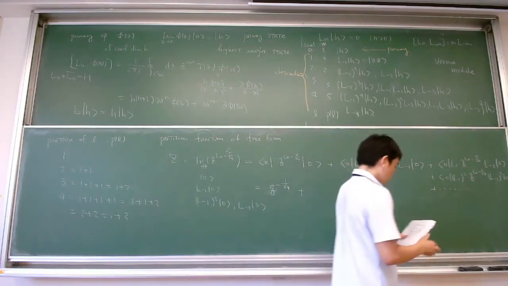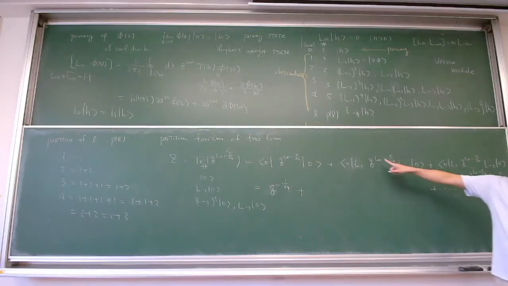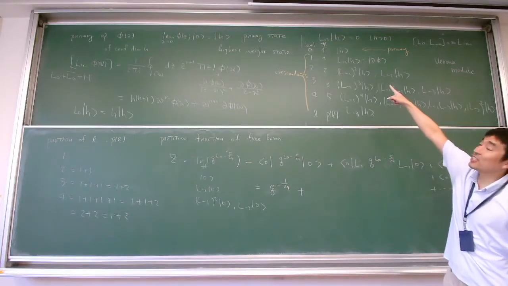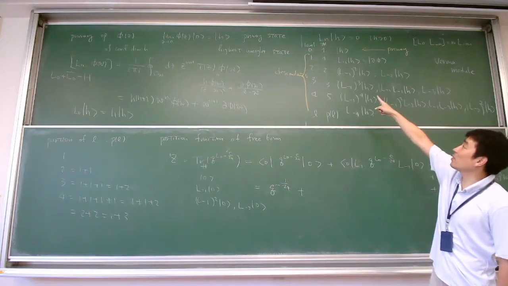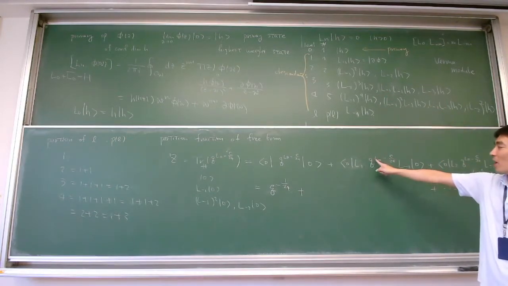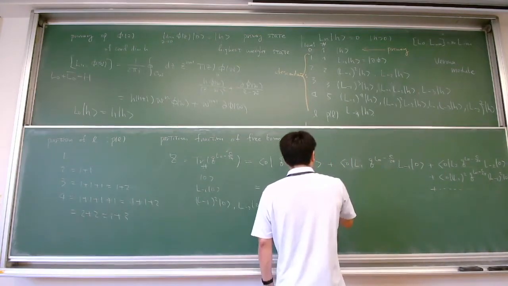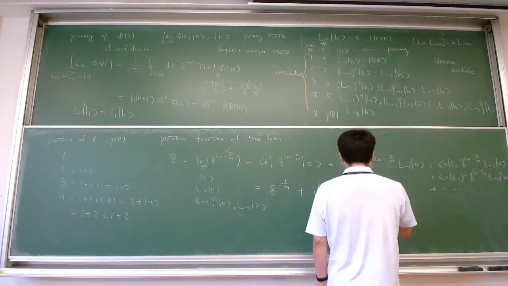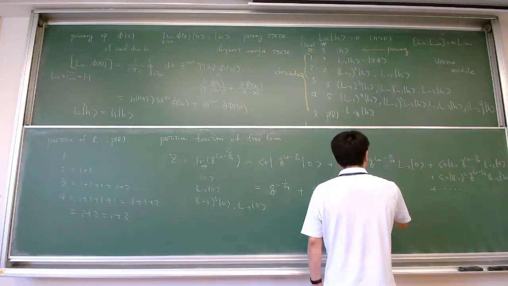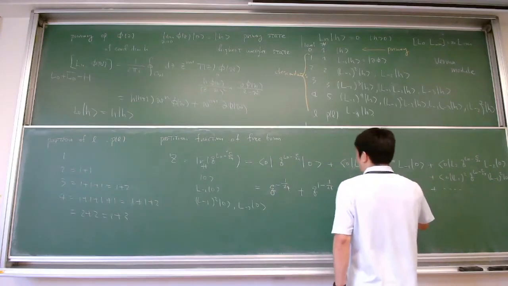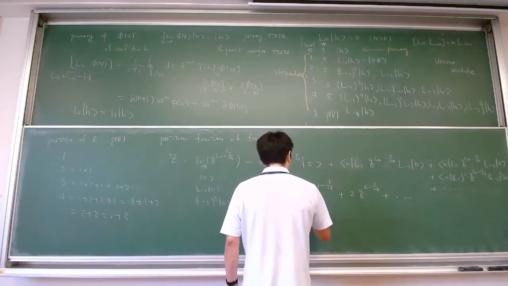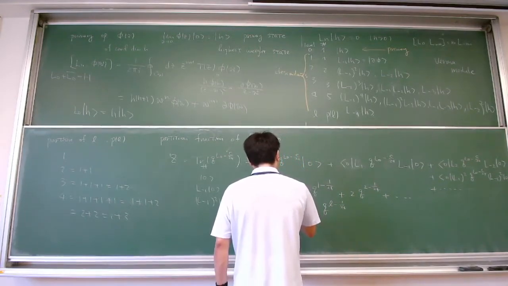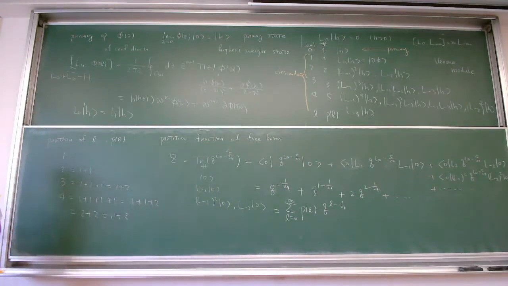And next, as we already know, L0 acts on the state, you get h. Do you understand? So here h is equal to 0. Next level is h plus 1, which means 1 here. So here you have q to the 1 minus c over 24. And next, you do the same thing: q to the 2 minus 1 over 24. So this can be understood as a sum over partitions of L, q to the L minus 1 over 24, where L runs from 0 to infinity. So that's the partition function.